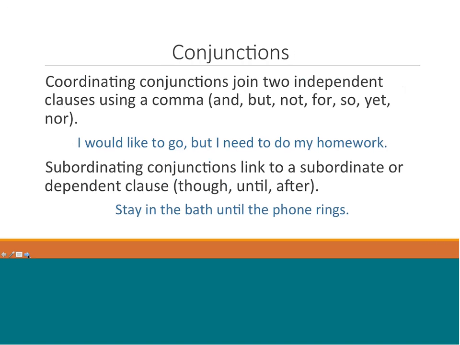Conjunctions. Coordinating conjunctions join two independent clauses. We talked about that in first grade. So the most common ones: and, but, or, not, so, yet, nor. Subordinating conjunctions link to a subordinate or dependent clause. And some examples are though, until, after. So stay in the bath until the phone rings.